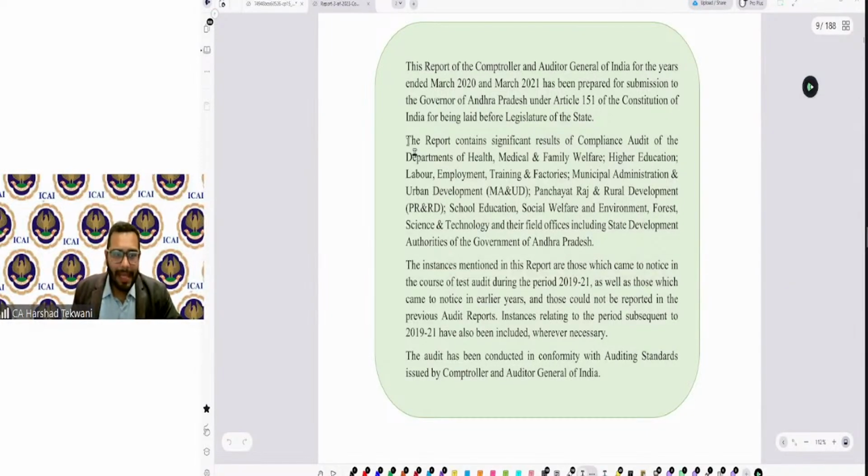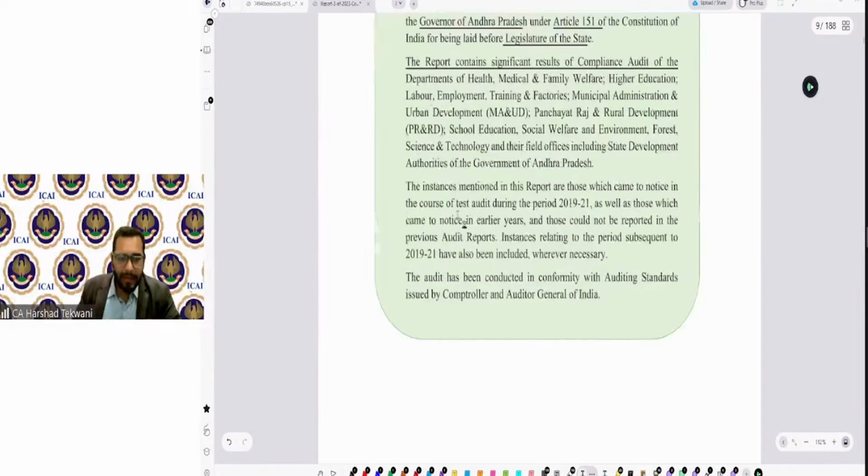Now, let's have a summary of this report. This report contains significant results of compliance audit of these particular departments. These reports are then submitted to the Governor of Andhra Pradesh, and as per Article 151, they will be submitted to the legislature of the state. That is the general procedure.